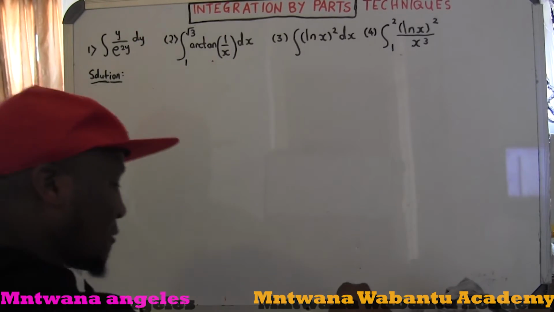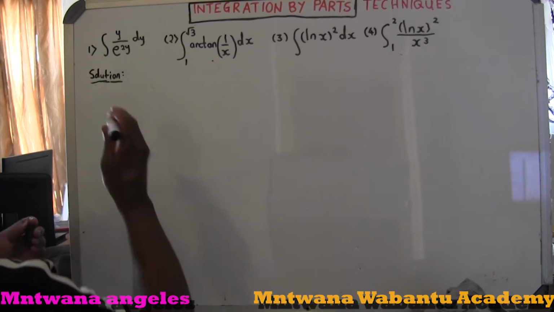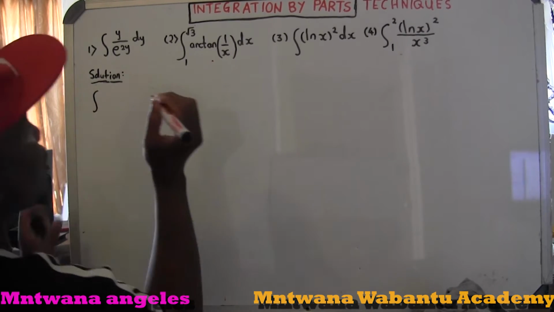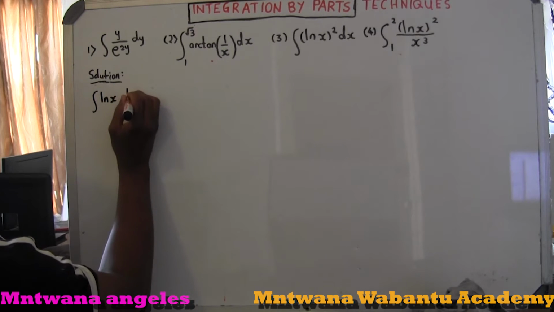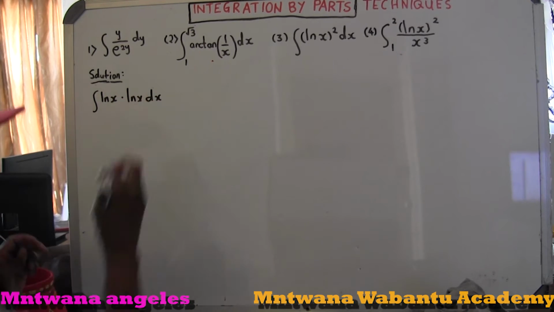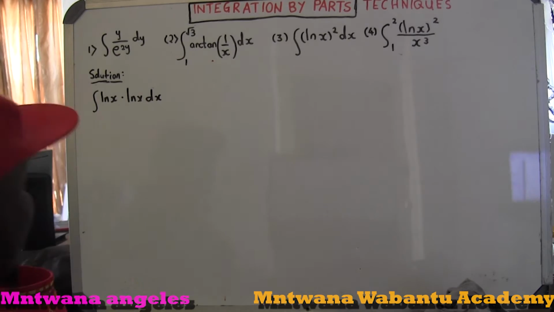So now number 3. Now we have an integral: ln x squared. Let me say it's ln x times ln x. So now I'm going to differentiate the function.